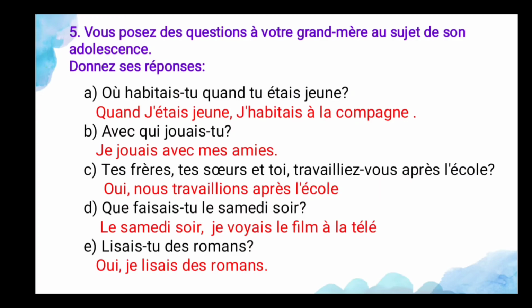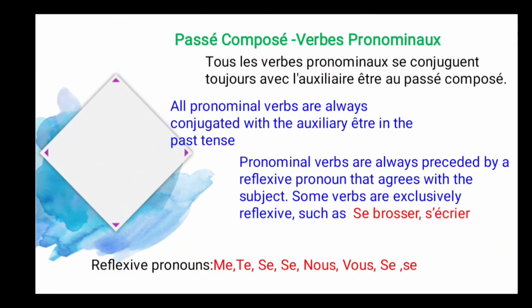And this is all about the fifth exercise. So everything is completed, which is based on the imperfect tense. That is, the 5 exercises are there. And let us move to the second topic, that is passé composé of the verbes pronominaux, that is, the past tense of the pronominal verb.